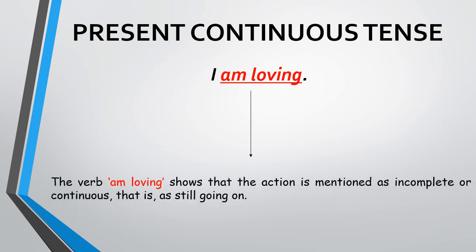The verb am loving shows that the action is mentioned as incomplete or continuous, that is, as still going on. If I say I am writing a letter, it means the action of writing a letter is going on at the time of speaking, but it does not mention whether the writing of the letter is complete or incomplete. It only tells us that the action is a continuous action.